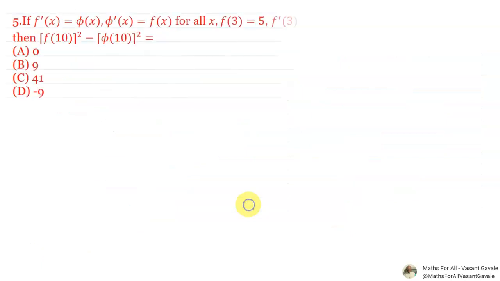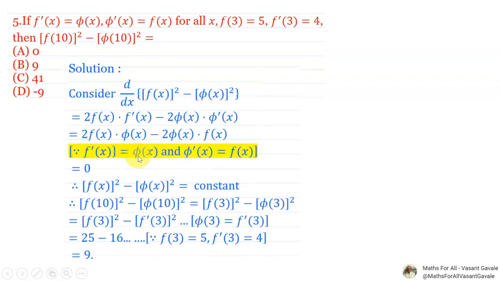Next example, if f dash of x is equal to phi of x and phi dash of x is equal to f of x for all x, and f of 3 is equal to 5, f dash of 3 is equal to 4, then what is the value of f of 10 bracket square minus phi of 10 bracket square? Now see this very important example. Consider d by dx of f of x bracket square minus phi of x bracket square. Its derivative is 2 times f of x into f dash of x minus 2 times phi of x into phi dash of x.